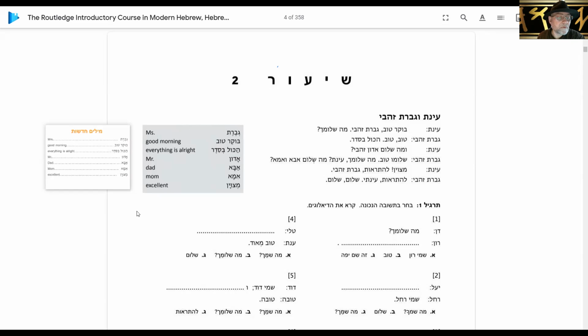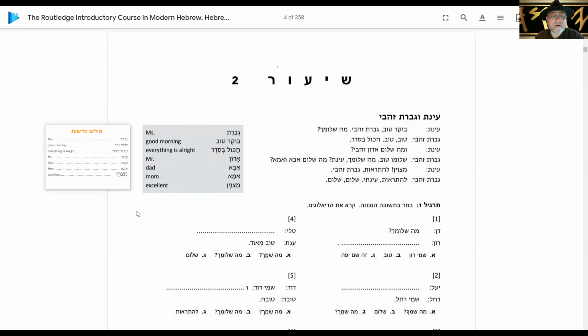Let's try again. Milim hadashot. Geveret. Boker tov. Hakol beseder. Adon. Abba. Ima. Metsuyan. It means excellent.